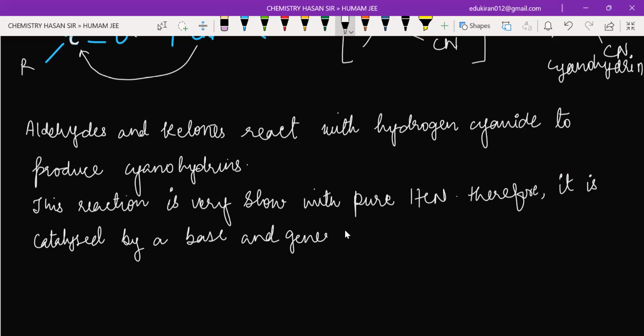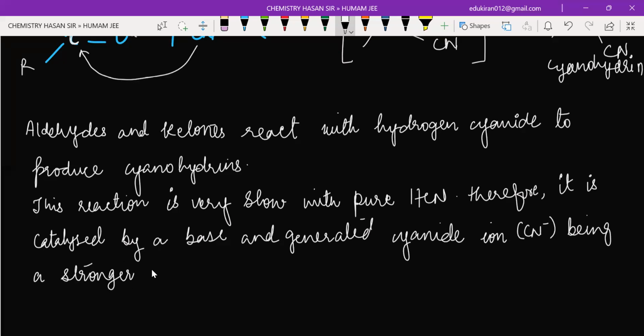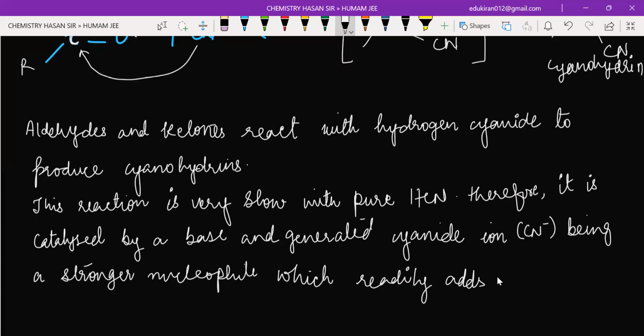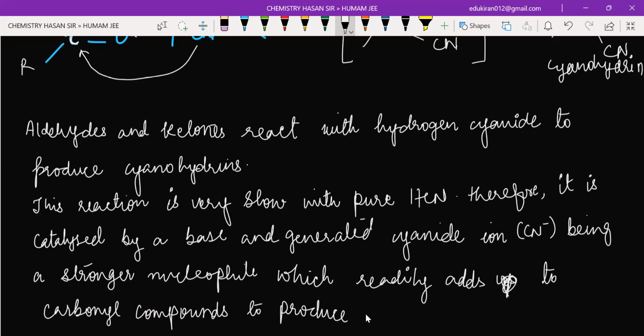and generates cyanide ion, that means CN negative, which, being a stronger nucleophile, as I told you, readily adds to carbonyl compounds, that means aldehydes and ketones, to produce the corresponding cyanohydrin. Please do write it.